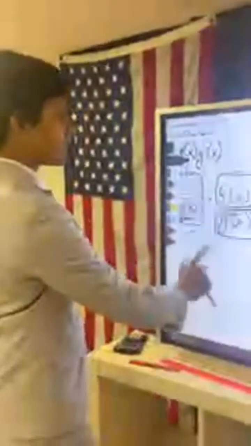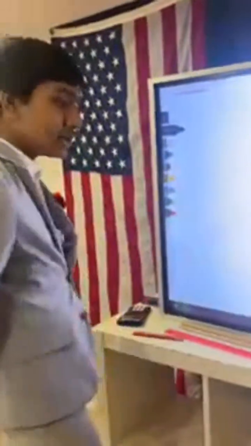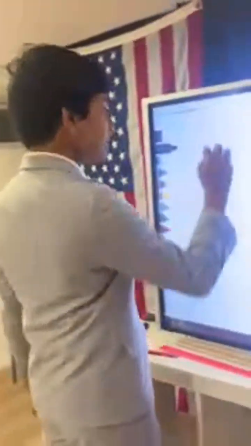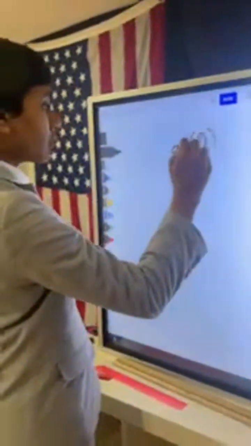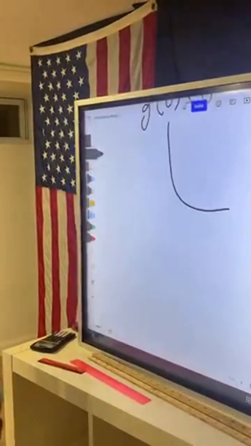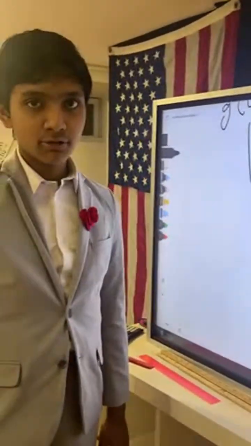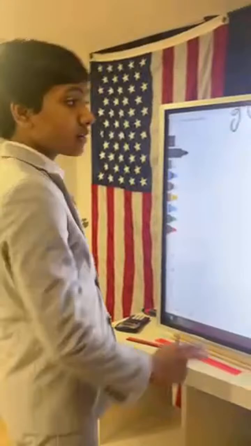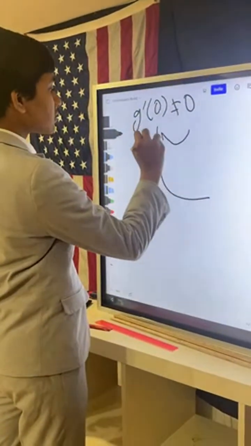The function f over g can be extended to a differentiable function in the neighborhood of 0. Now, here's the thing. It does say that g prime of 0 cannot be equal to 0, which prevents poles, causing it to be differentiable around 0, right? But it didn't say it has to diverge this way.